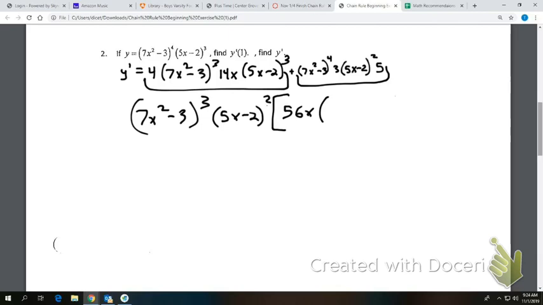times, what else? 5x minus 2 plus 15 times a 7x squared minus 3. Does that look right?